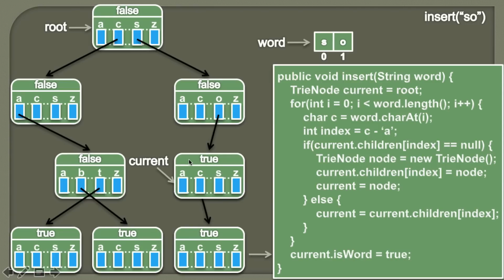So by assigning the value true to this trie node, we are telling the trie that the word so is in the trie. So at a later point of time, whenever we perform a search over this trie, this boolean value will help us return true or false, whether a particular word is present in a trie or not, which we will be seeing in our upcoming tutorials.